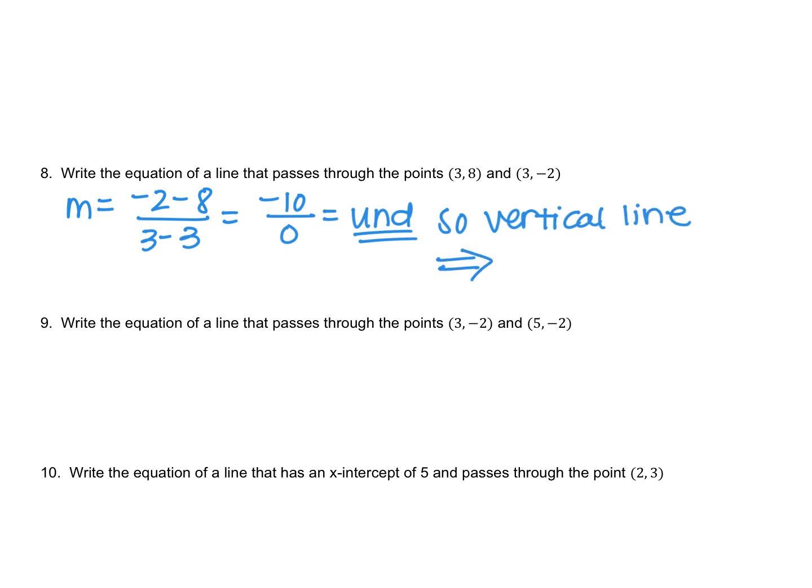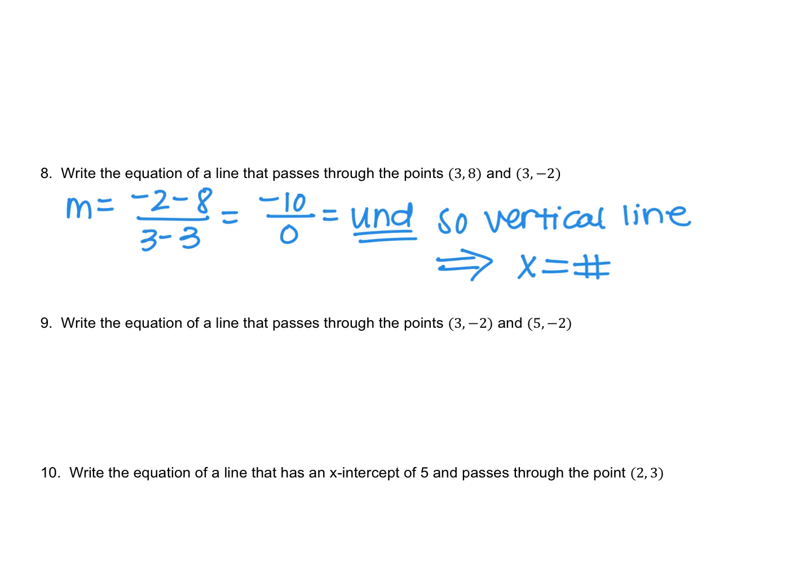Which means my equation is going to be x equals a number. We need to know all of that. We need to know that if we have an undefined slope, that means we have a vertical line, which means our equation is going to be x equals a number.